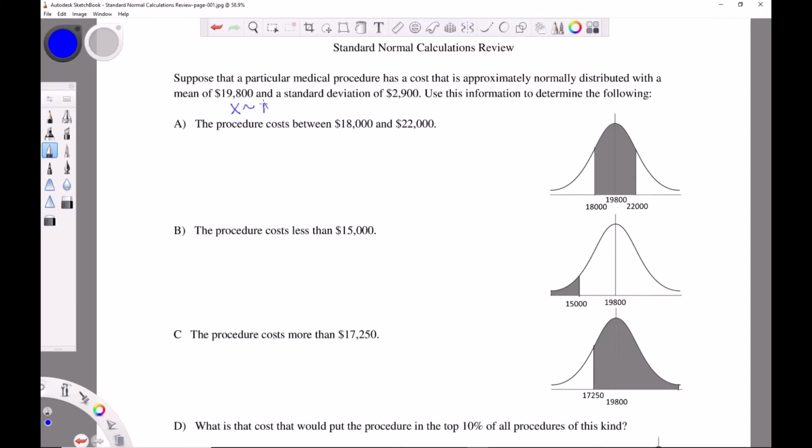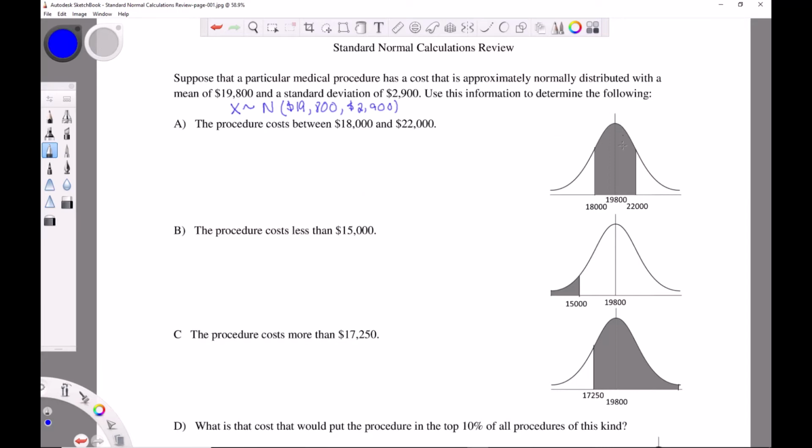X is approximately normal with a mean of, let's go ahead and put the dollar symbols on here, $19,800 and a standard deviation of $2,900. All right, now that is good. You've already told your reader what you're doing, and so it saves you from doing normalcdf by just relying entirely on calculator speak, which the AP people don't like.